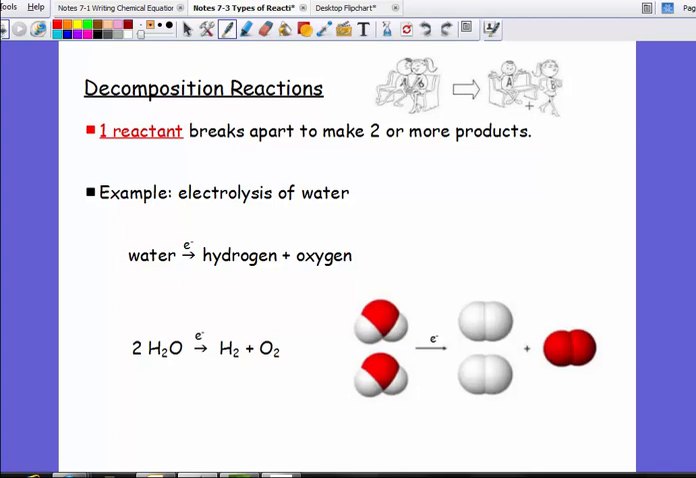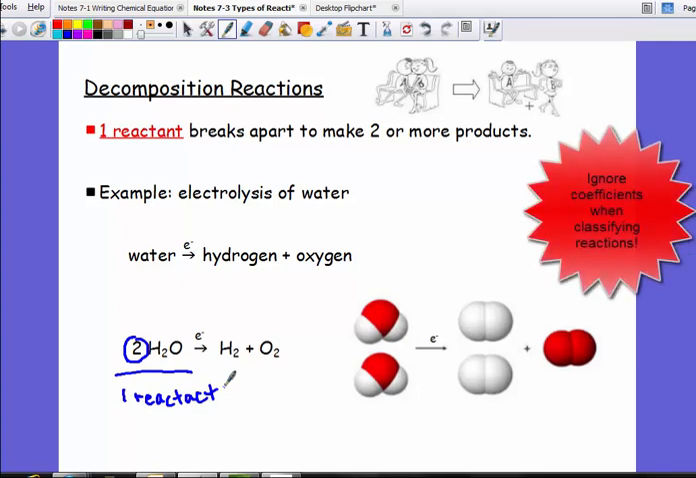In this example, I have one reactant, water, and it's going to break apart to make hydrogen and oxygen. Even though I have a 2 in front of my water as a coefficient, recognize that I only have one type of reactant. So another way to think about this is one type of substance is breaking apart to make 2 or more different products.